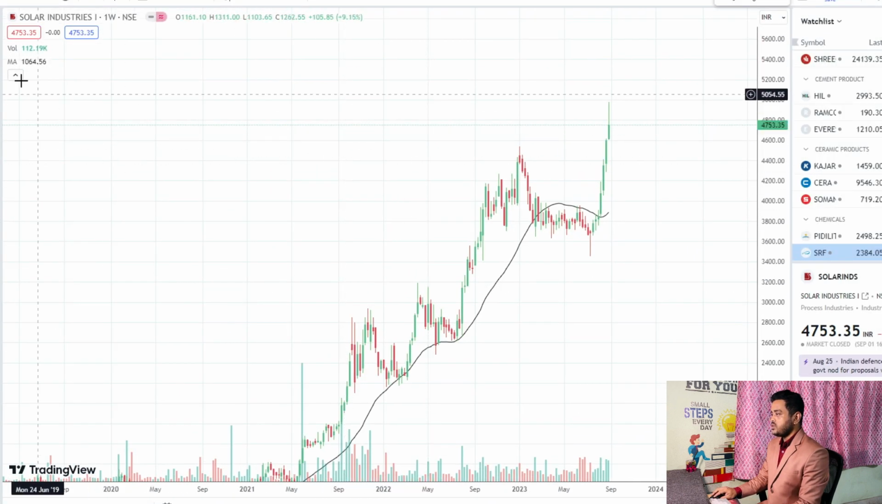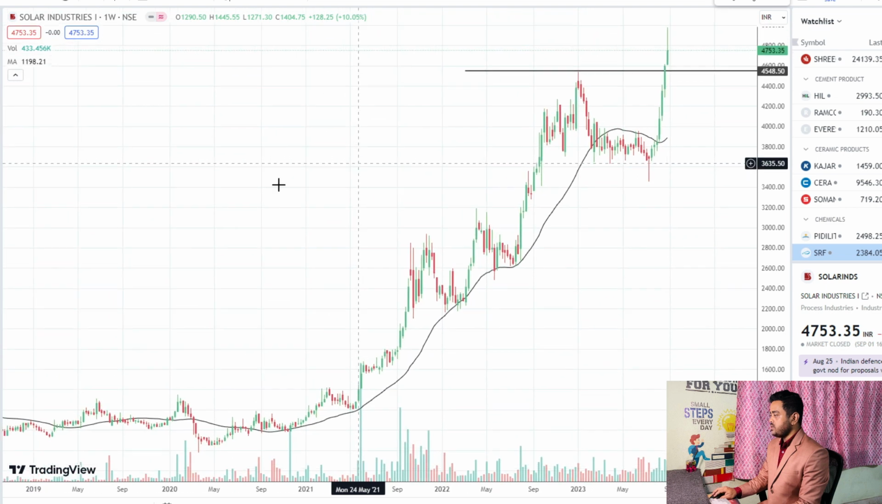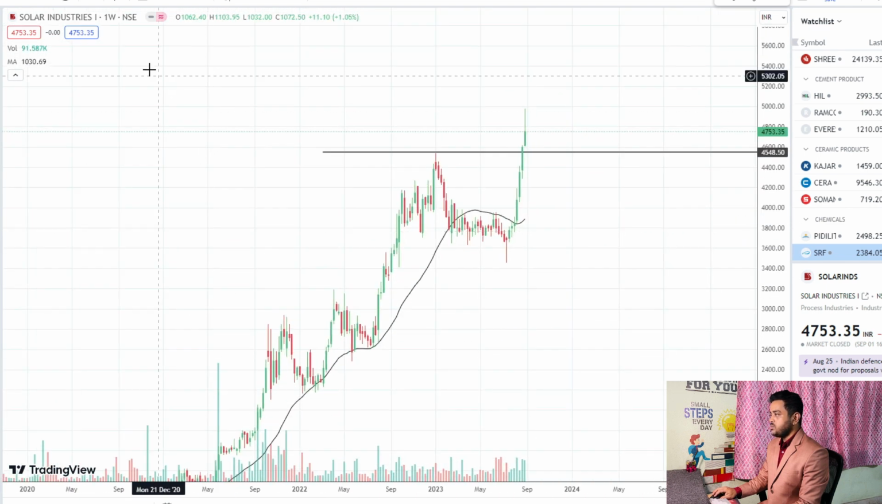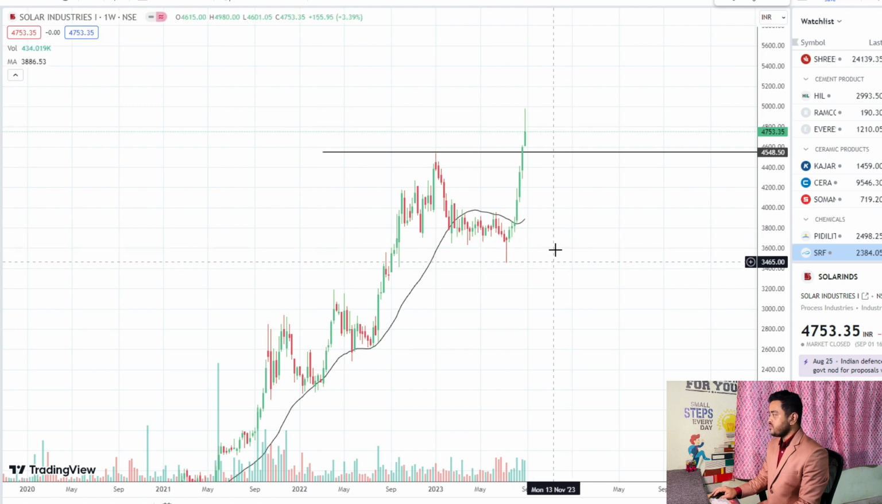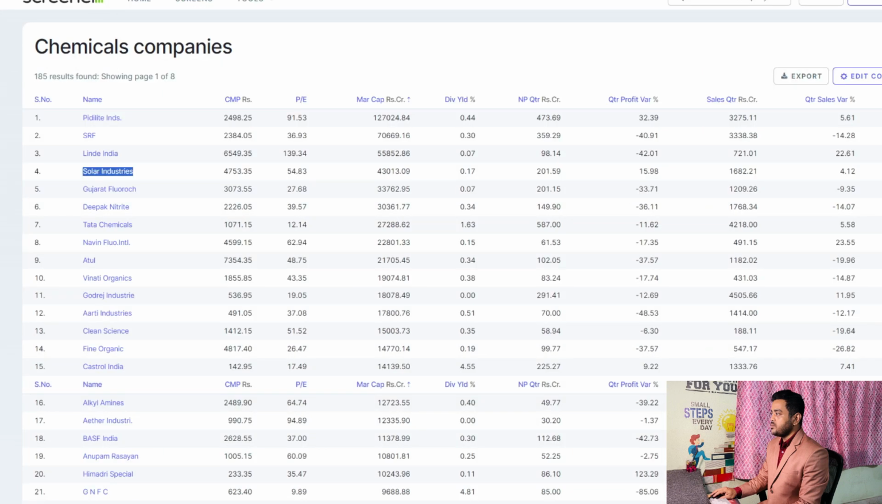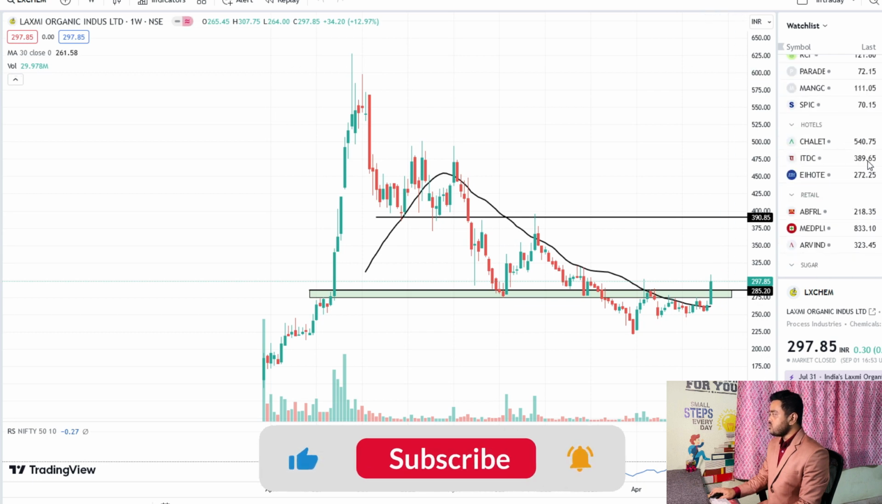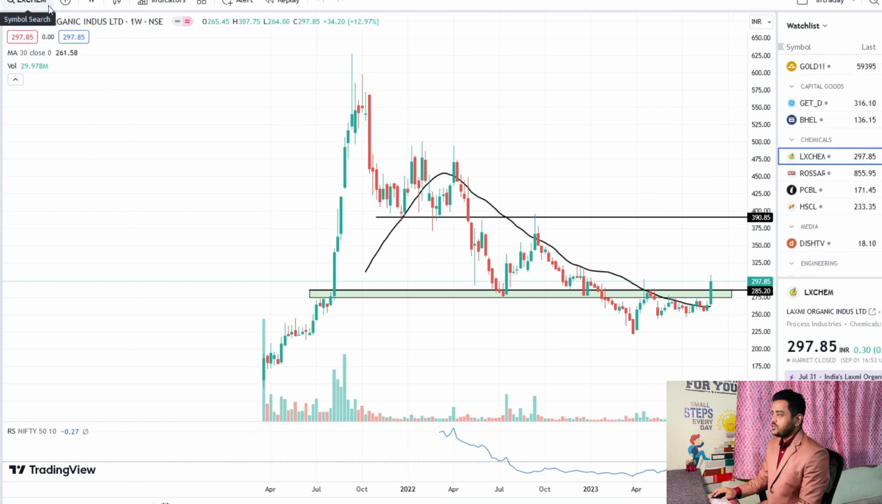Solar Industries. Again, you see it recently got out of its stage 3 top, and it's in a clear, continuous stage 2. A similar sort of chart pattern like Linde India. Again, it's doing fabulously well. So out of 4 stocks, we have seen 2 of them are in stage 3 and 2 of them are in stage 2.